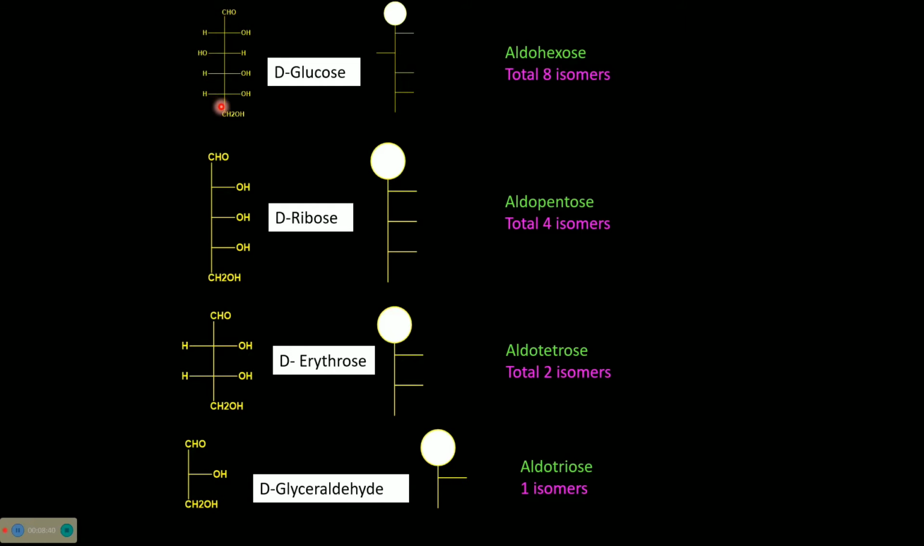In all the aldoses, we know the configuration of the bottommost chiral carbon is fixed. It's D, which means in every aldose the bottommost chiral carbon has the OH group on the right side, and that is D in nature. That's why we are writing D-glucose, and it is true for all naturally occurring aldoses. That's why we write D-ribose, D-glucose, D-erythrose.